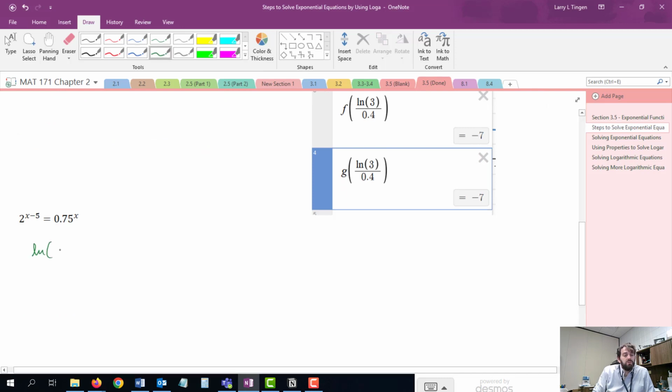So I'm going to take the natural log of both sides, remembering the point and purpose of this is use the power rule to bring down the exponent, and then it ends up happening on both sides.